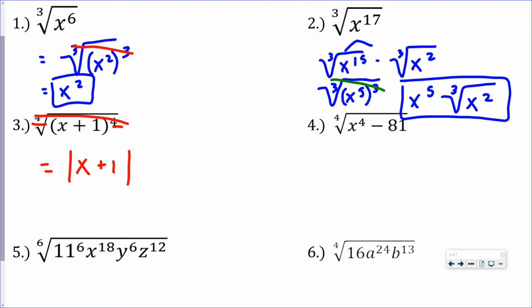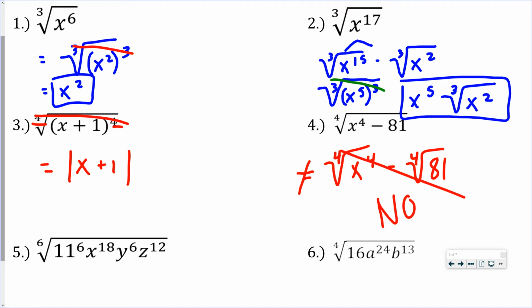Let me ask you this. Could we do this? Nope. Could I split it up with subtraction like that? No, you cannot. You can't split up subtraction like that. So your answer is just this. That's as simplified as we can go. We can only simplify if it's multiple.